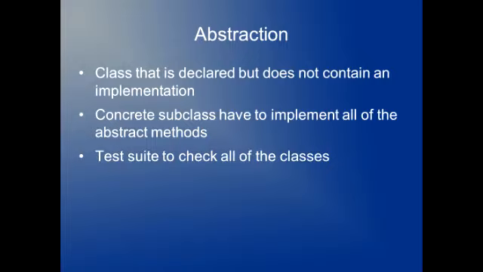Abstraction. An abstract class is a class that is declared but does not contain an implementation. They cannot be instantiated and require subclasses for implementations. Abstract classes are typically found in strongly typed languages. Their compiler checks to see that the abstract class is never created without its required subclasses.